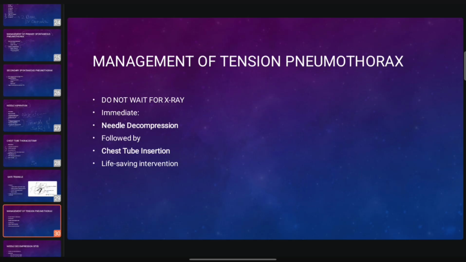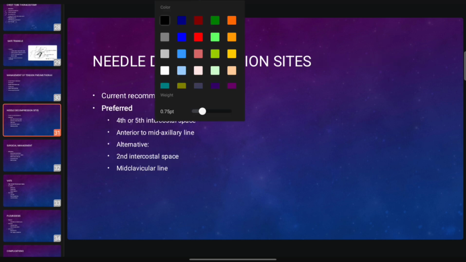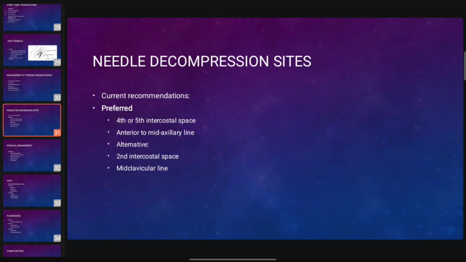In the management of tension pneumothorax, don't wait for X-rays. Immediate needle decompression is needed, followed by chest tube insertion and life-saving interventions. Now go back to the color. Needle decompression sites: the current recommendation is the fourth and fifth intercostal space, as we talked about earlier. The second intercostal space is almost obsolete.